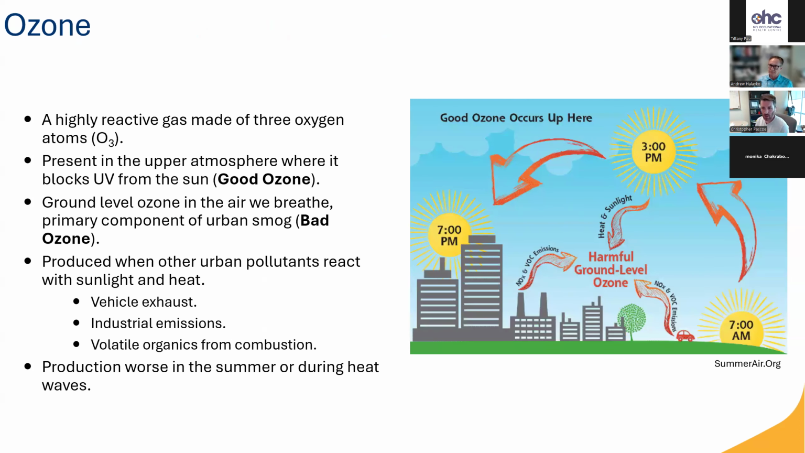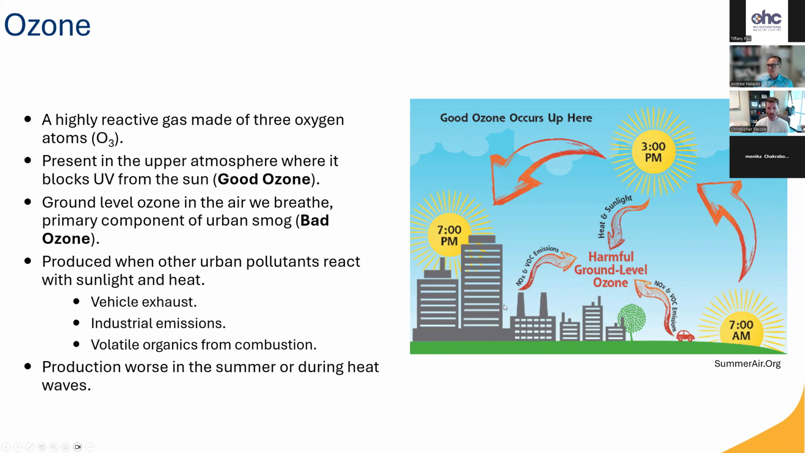So ozone is a highly reactive gas. It's three oxygen molecules. It is a very important gas in our environment. It's present in our upper atmosphere and it blocks UV from the sun. So when we were concerned about a hole in the atmosphere forming, it was the hole in the ozone layer that was forming and it was allowing more UV light from the sun. So ozone that's up in the atmosphere is considered good ozone, but ozone that forms near the ground level and in the air we breathe is considered bad ozone, and that contributes to urban smog.